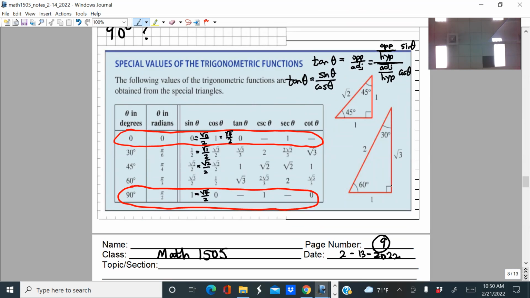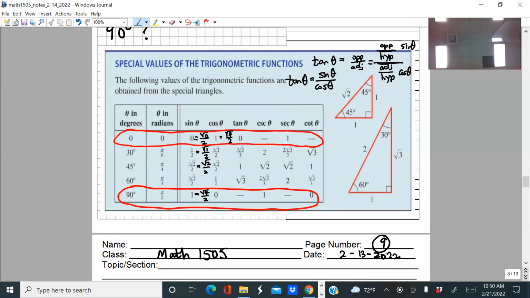I'll show you how they come about coming up here soon, all right? So here's the table. This is in the notes. Here's the sine and cosine for the special angles, all right? 0, 30 degrees, 45 degrees, 60 degrees, and 90 degrees, okay?